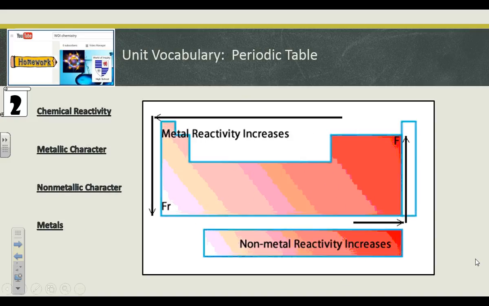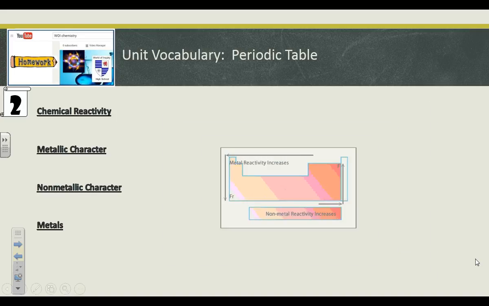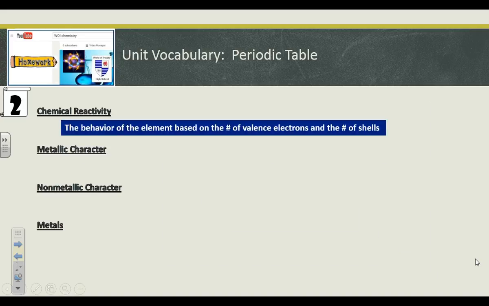Chemical reactivity. This picture shows us a little bit about the trends in metal and nonmetal reactivity. Chemical reactivity specifically is the behavior of an element based on its number of valence electrons and the number of shells that it has. Again, does it want to give up electrons or does it want to grab electrons? And then that's going to kind of dictate to me how it's going to react.